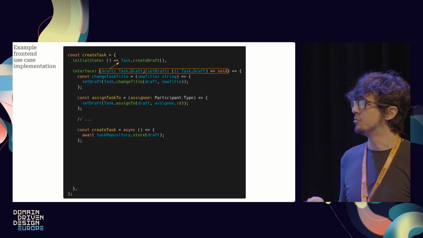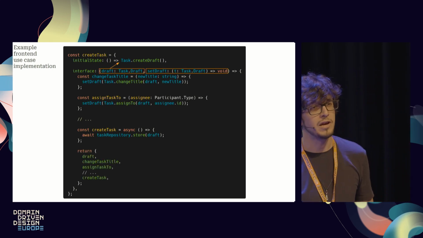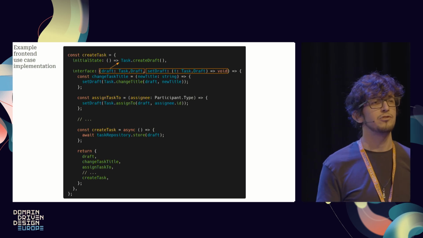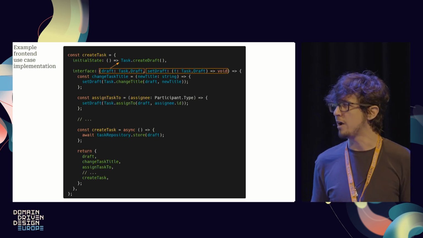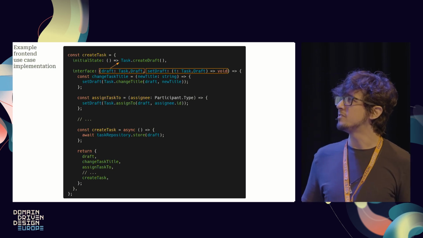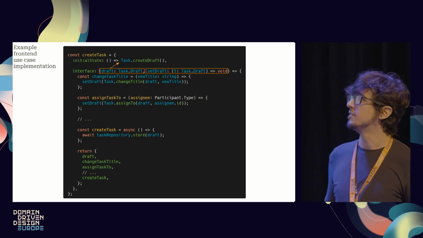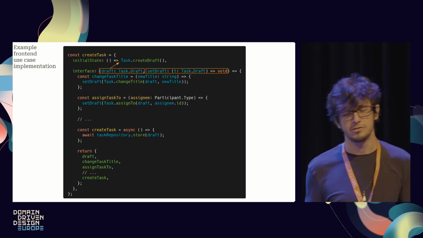And it's going to use the task repository to store that draft. And then we're going to return all the methods that are important to interact with that use case in a way that the front end, the UI code, can use to interact with this use case. But at this moment, this code doesn't look very useful, right? Like, we know that we're going to inject the draft and the set draft, but how do we actually use that?